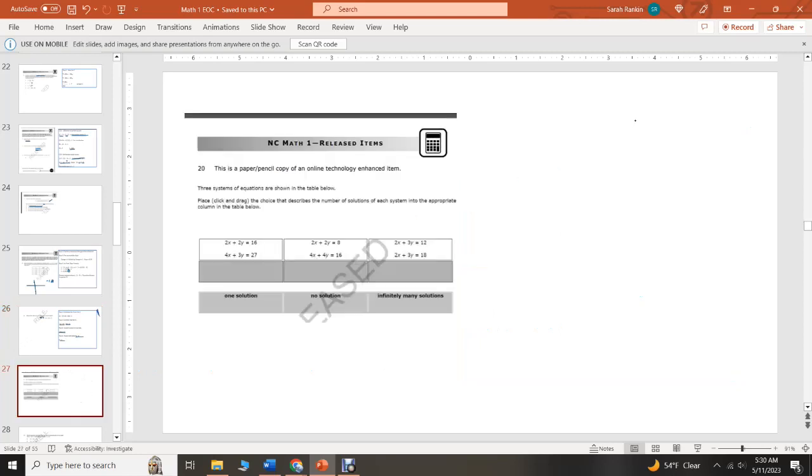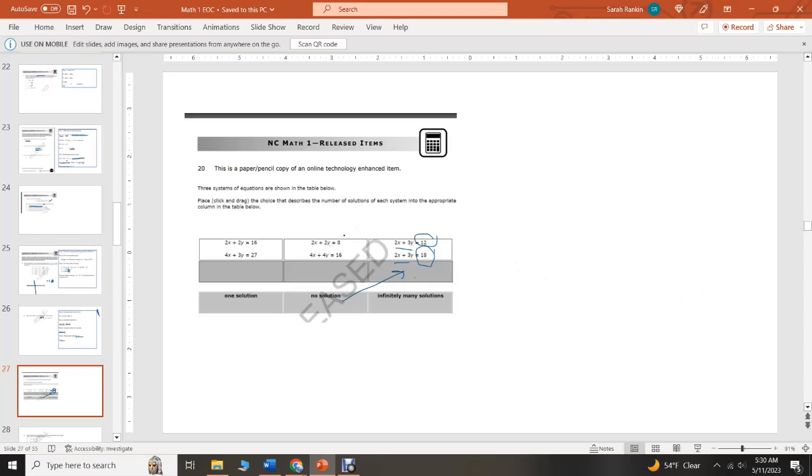The last one on here, okay, this is tricky. If you look at this and this, they are identical. But this and this are different numbers. So there's no way that this can equal one number and the exact same thing can equal a different number. So this one has to be the no solutions one, right?